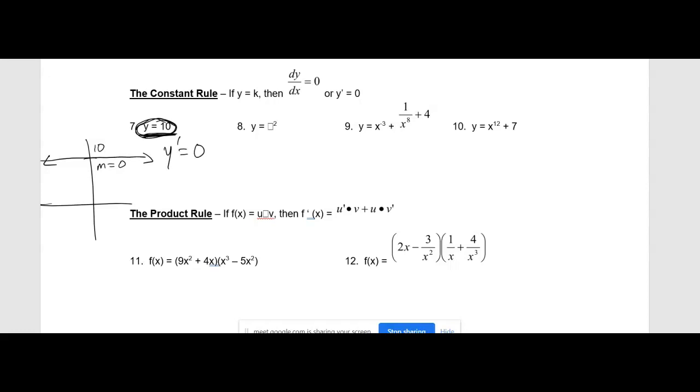So whenever we go and find the derivative of a constant, it's a 0, because it's really asking what's the rate of change of this constant, and it wouldn't have a rate of change.